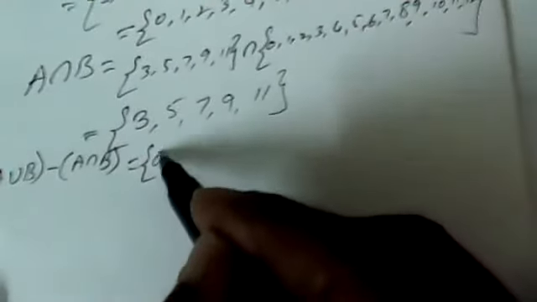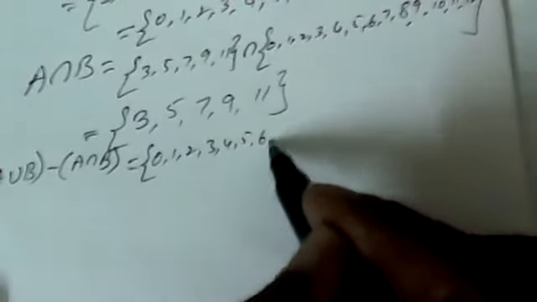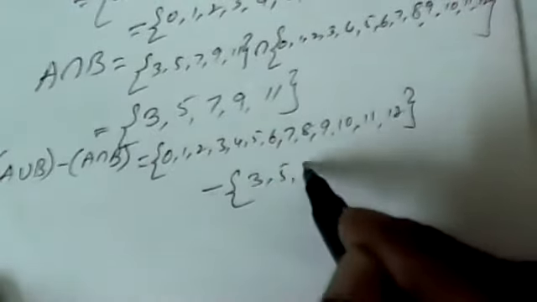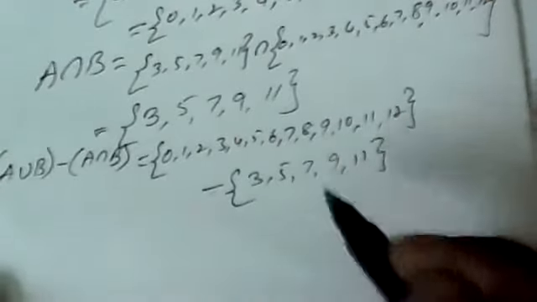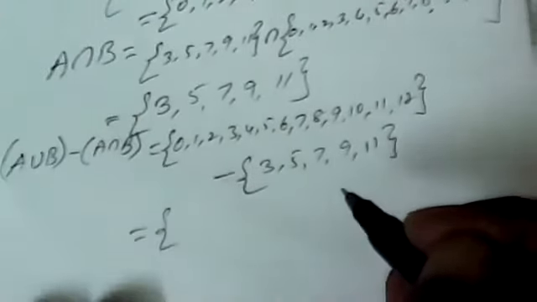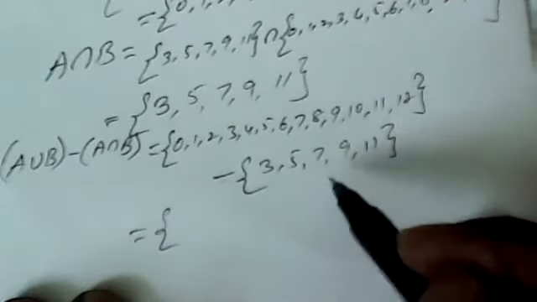Okay. So 0, 1, 2, 3, 4, 5, 6, 7, 8, 9, 10, 11, 12. So this is A union B minus A intersection B, which is 3, 5, 7, 9, 11. So this equals to... what does this contain? Set of all elements in the first set that are not in the second set.